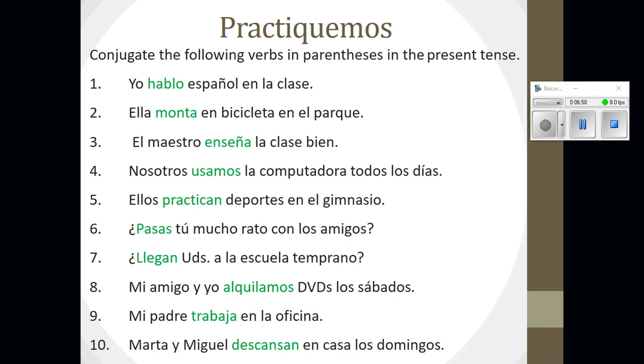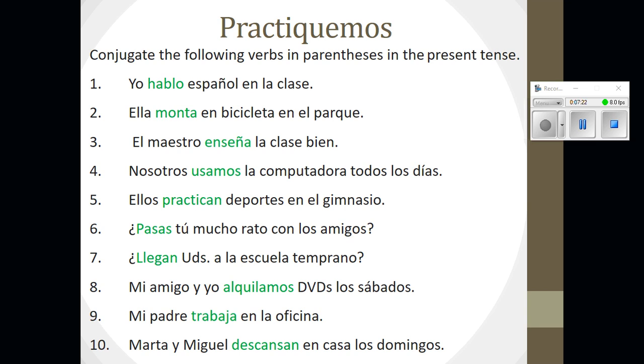Cuatro, nosotros usamos la computadora todos los días. We use the computer every day, okay? So we've dropped the AR from usar and added amos. Usamos is the nosotros form of the verb. Cinco, ellos practican deportes en el gimnasio. They practice sports in the gym. Okay, we've taken practicar, dropped the AR, and added on to match ellos.